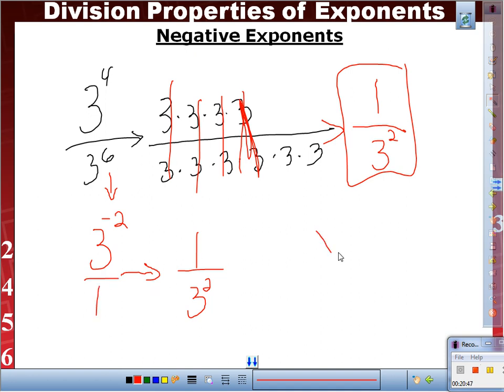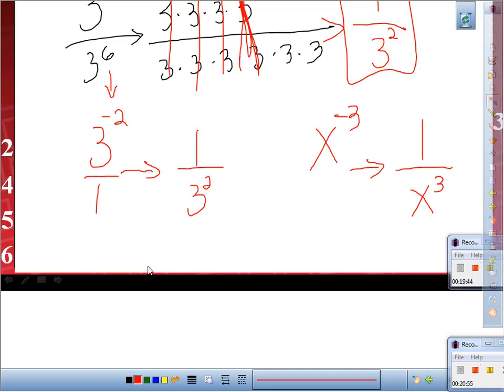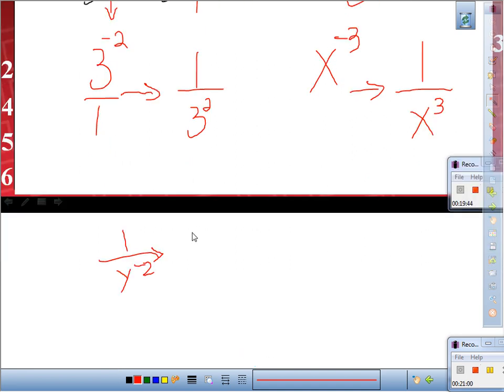Yes? So what if I have x to the negative 3? What does that become? 1 over x to the positive 3. And what if I have something like this? 1 over y to the negative 2. What is the reciprocal? Y to the second over 1. So then it goes to the opposite direction, right?